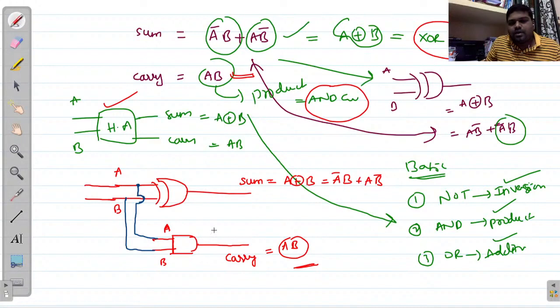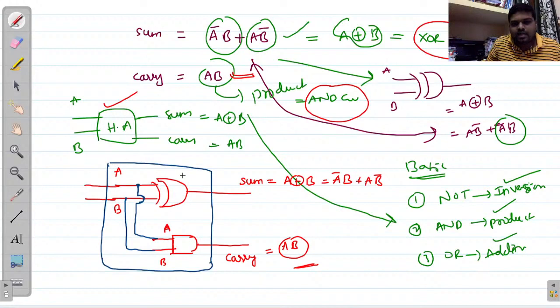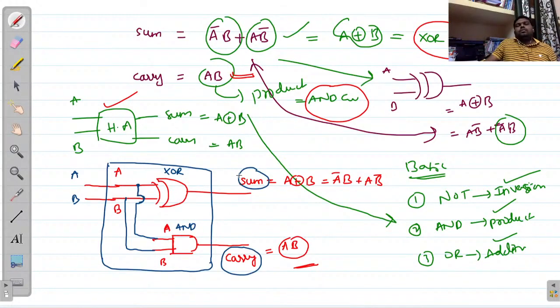Okay, so this is your half adder circuit. Now you can make your black box. This is your black box. Inside this box we have one XOR gate and one AND gate. Here we are providing A and B inputs and here we are getting sum and carry. That means to perform 1 bit addition we require a half adder. For that half adder we require an XOR gate as well as an AND gate. So this is our circuit implementation. I hope you got some idea regarding this half adder.